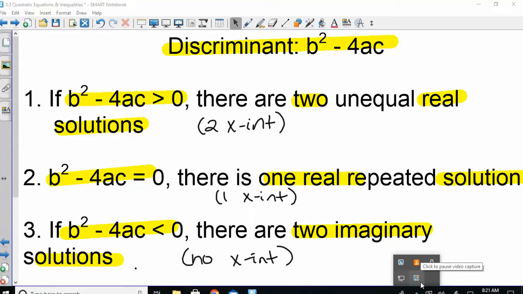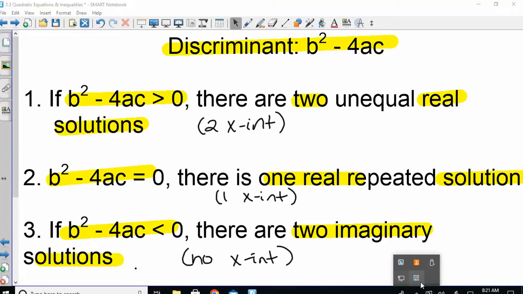How would you know if this was rational or irrational? Do you guys remember? What's the difference between a rational number and an irrational number? Rational can be written as a fraction. Irrational can't. That's pretty good.